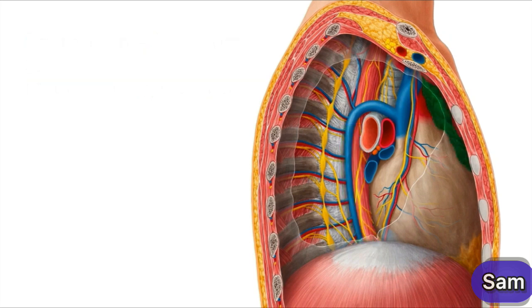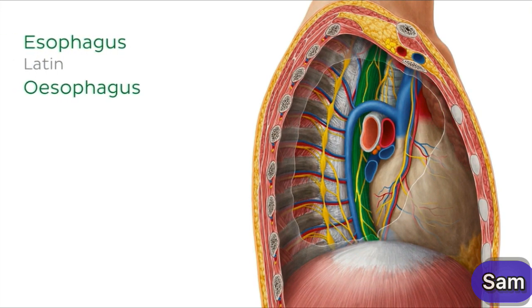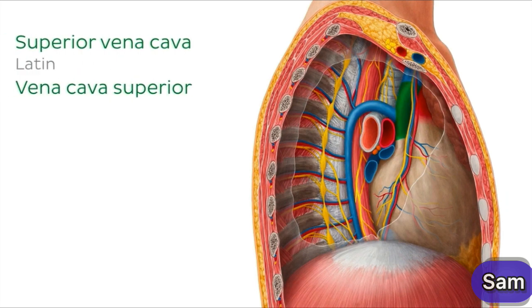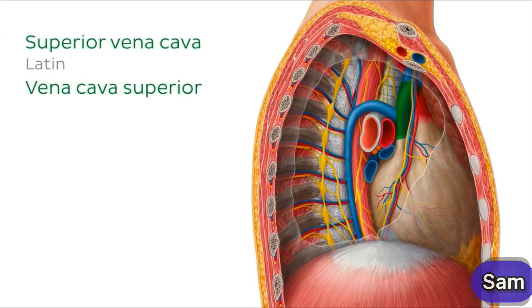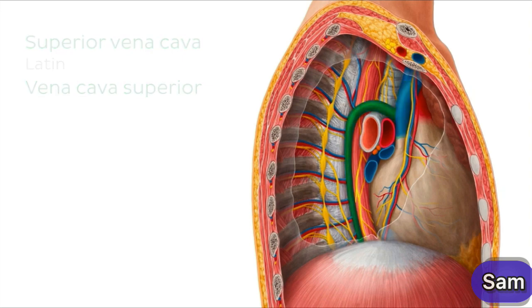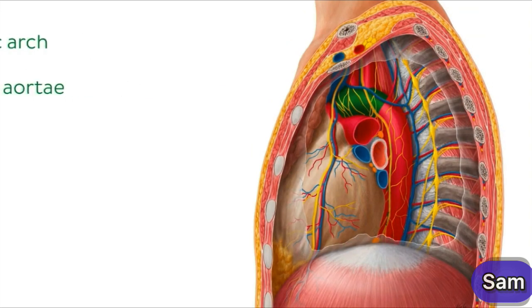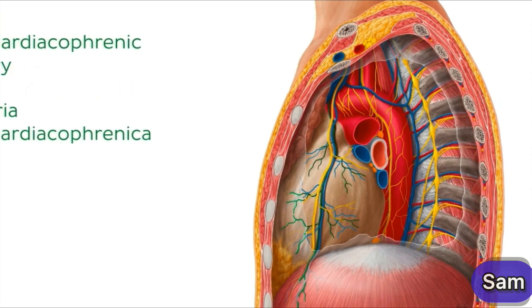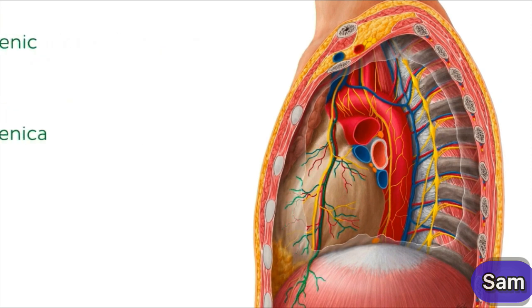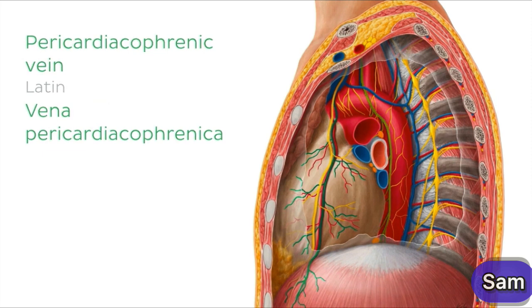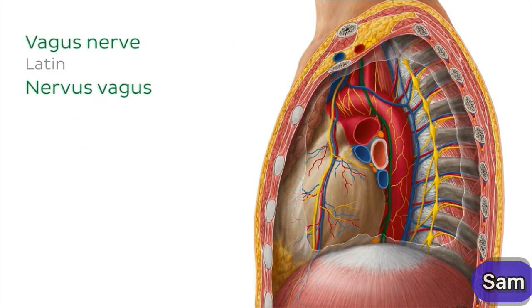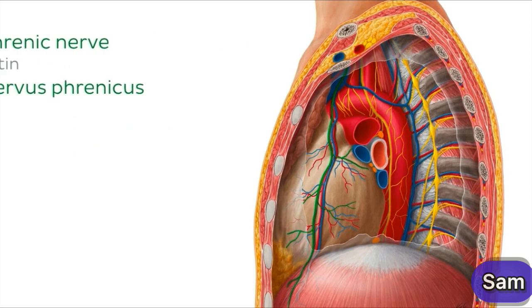In the superior mediastinum, we identified several major organs, such as the thymus, the trachea, and the esophagus. We then looked at some of the major vessels in this region, which included the superior vena cava, the arch of the azygos vein, the aortic arch, the pericardiophrenic artery and vein, the vagus nerve, and the phrenic nerve.